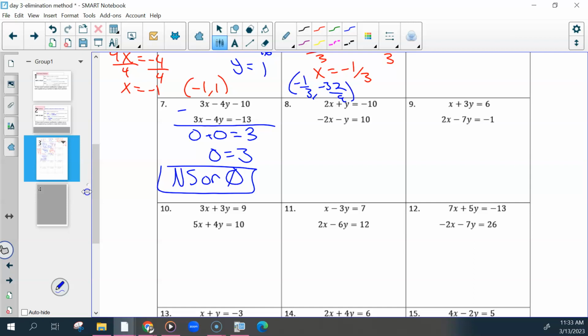So if you get infinitely many or no solution, your variables will both cancel out, and that's how you'll know it'll be one of those cases. You'll either see that they both have the same coefficient, or when you go to subtract them, they both cancel out. So keep that in mind.